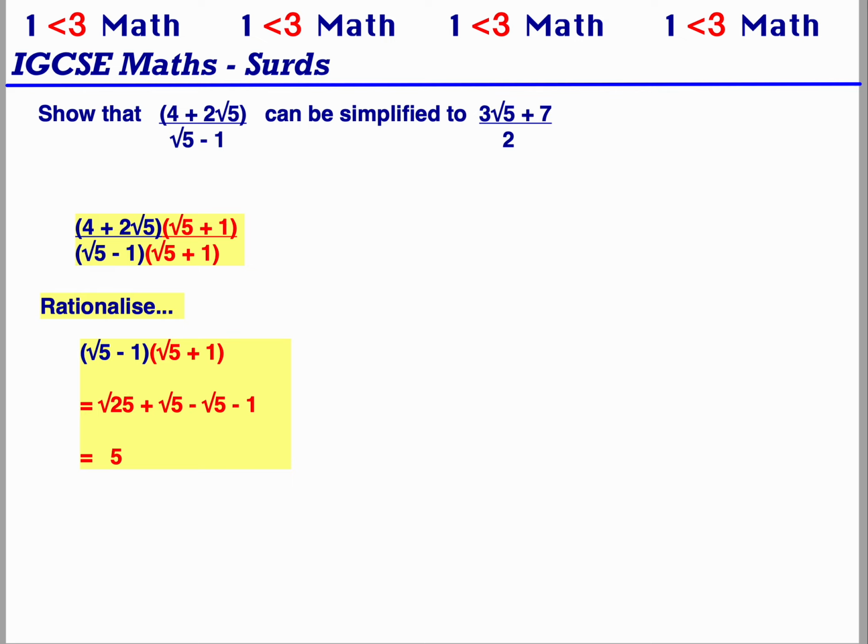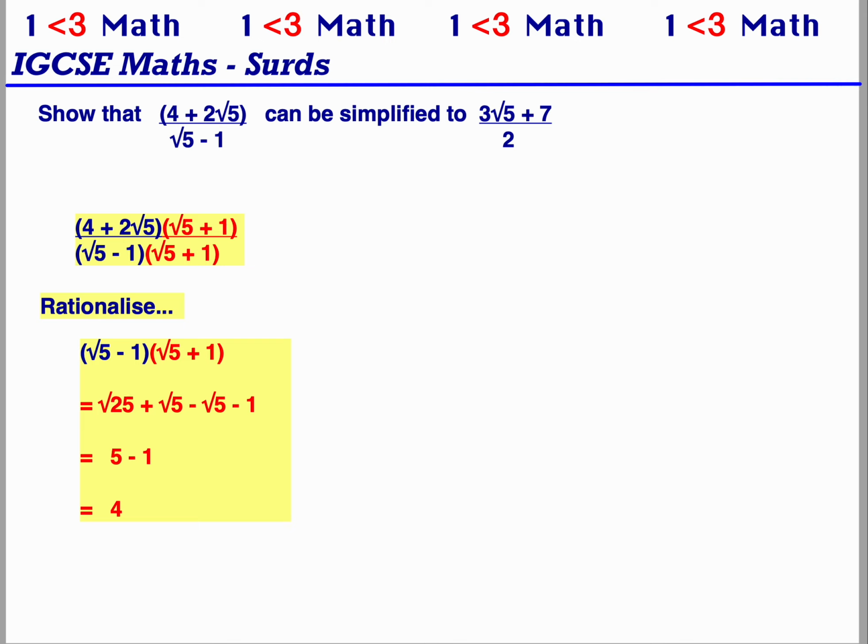Then you've got minus 1 times root 5. So you have minus root 5. Just like minus 1 times x would be minus x, minus 1 times root 5 would be minus root 5. And then you've got minus 1 multiplied by plus 1. That's minus 1. So then we eliminate the root 5s. Plus root 5 minus root 5 cancels. And then we've just got 5 take away 1, which is 4. So the denominator, finally managed to say it, is 4.